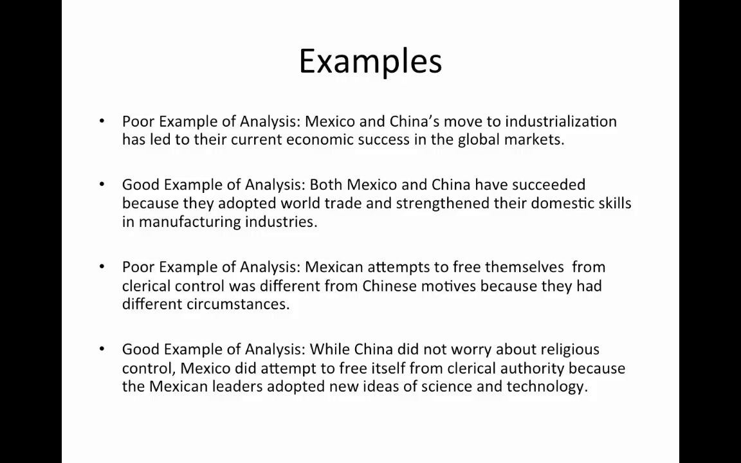So why is this a problem? Because there's no reason why this is happening. All we're getting given is a long-term effect. Notice this isn't analysis. This is about impacts. So what would be a good example of analysis here? How can we fix this up? Both Mexico and China have succeeded because they adopted world trade and strengthened their domestic skills in manufacturing industries. Now notice it's very similar to the previous statement. We're saying long term, both societies have done well, but we're given a reason why. There's a because statement here.